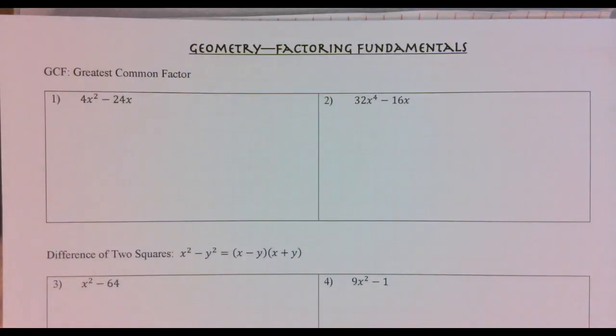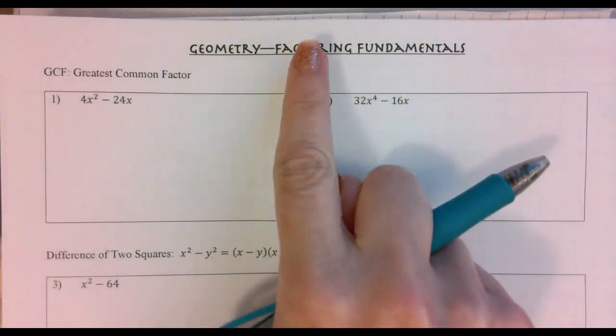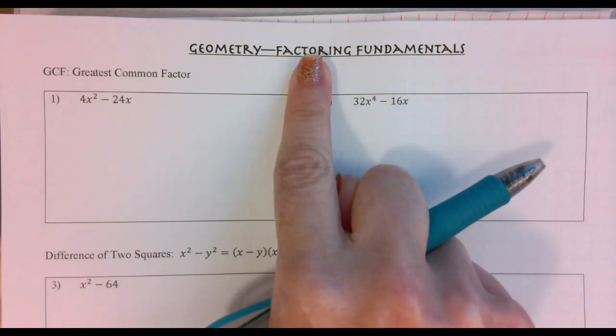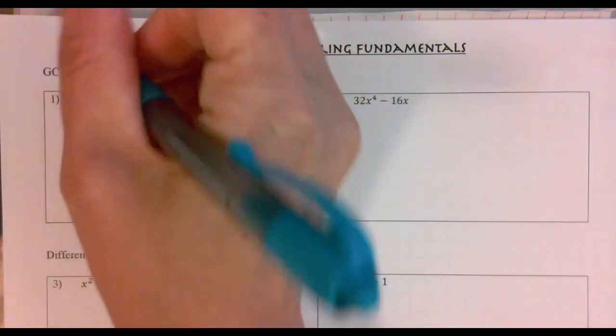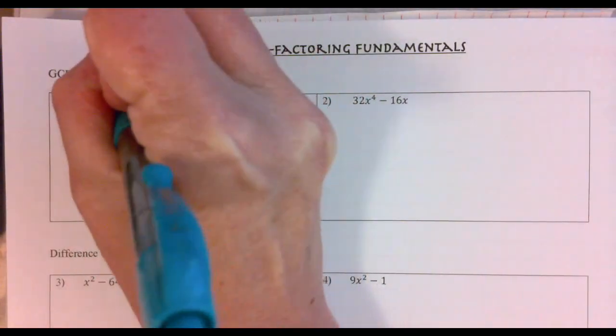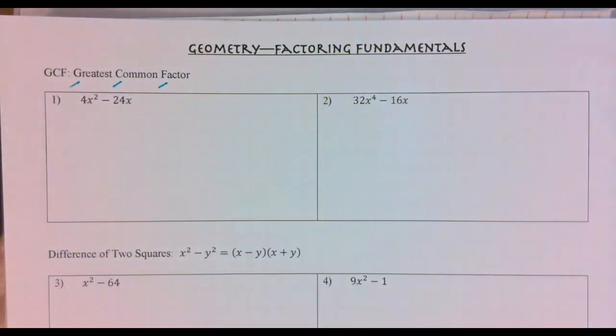Right, so in this video we're going back to Algebra 1 and we're reviewing a really core Algebra 1 skill, factoring. So first rule of factoring, always look for the greatest common factor, the GCF.